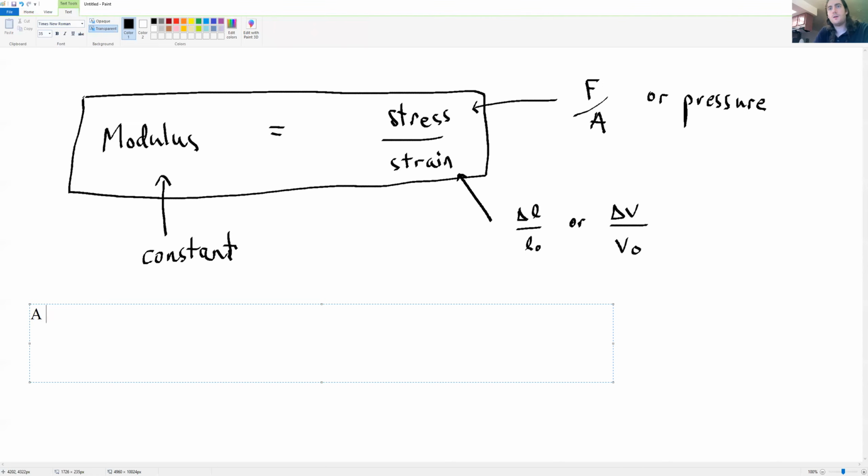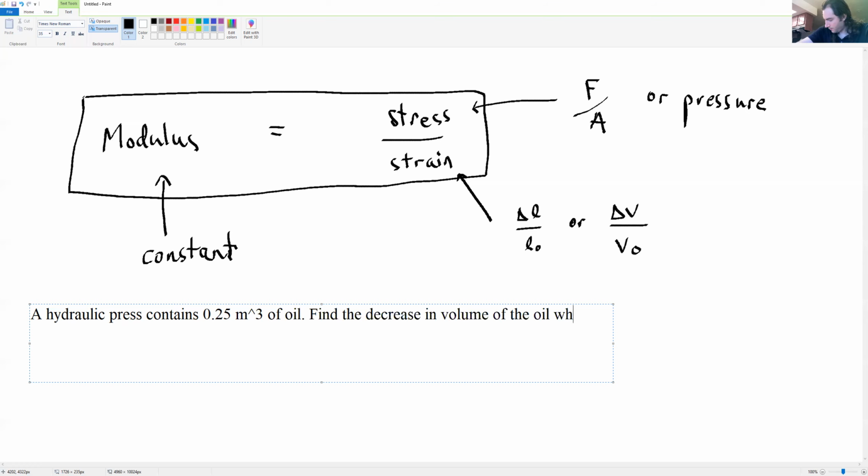A hydraulic press contains 0.25 cubic meters of oil. Find the decrease in volume of the oil when it is subjected to a pressure increase of 1.6 times 10 to the 7, and these units of Pascal, which is really just Newton per meter squared. Okay.